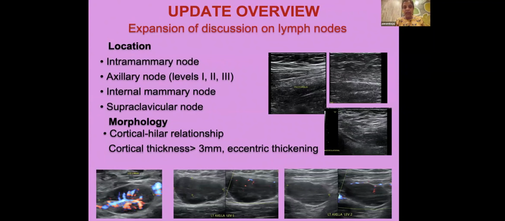So we have to talk about the levels of axillary nodes. We also have to look for internal mammary nodes, supraclavicular nodes, and we have to definitely mention morphology, especially the cortical-hilar relationship. Normal hilar vasculature, normal cortex, no cortex at all. It's completely, no hilum at all. It's completely obliterated. And look at the vascularity. No hilar vascular pattern, abnormal vascularity coming in from the periphery to the center of the node.